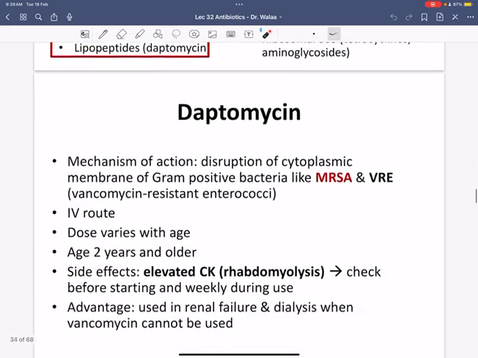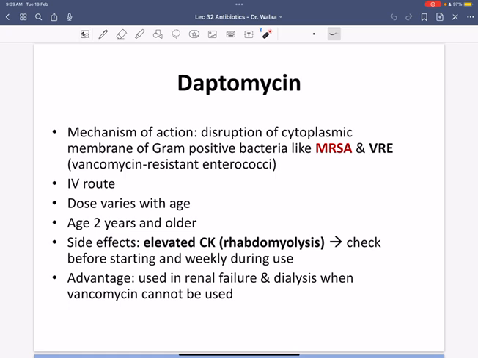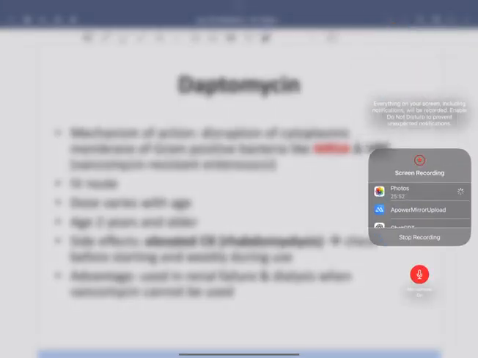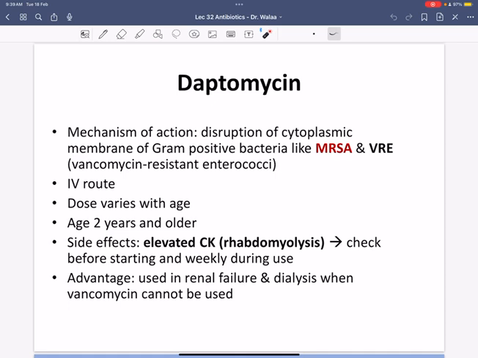Daptomycin. Earlier we talked about the emergence of vancomycin resistant enterococci. So the only antibiotics then that you can give are vancomycin and daptomycin. Daptomycin disrupts the cytoplasmic membrane of gram-positive microorganisms like methicillin resistant Staph aureus or vancomycin resistant enterococci. It's given by IV route, but we can't use it below the age of 2. Major side effect: rhabdomyolysis, elevation of CK, and thus you need to strictly monitor kidney function tests and urine output.